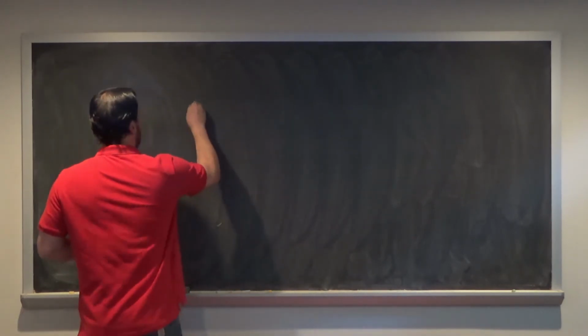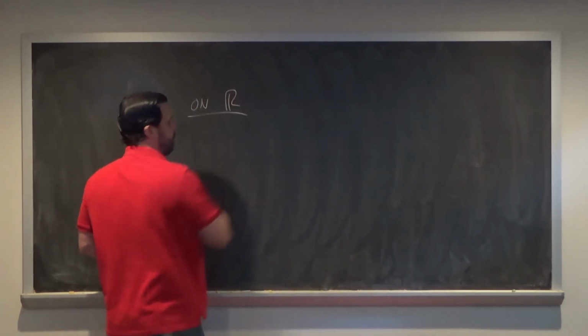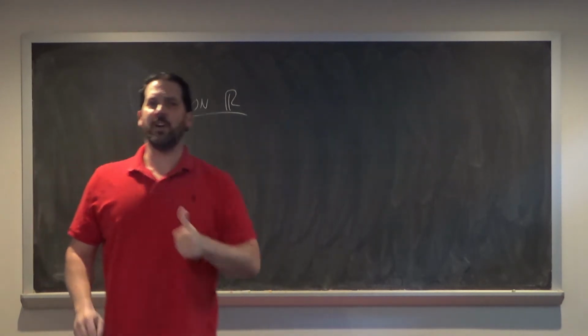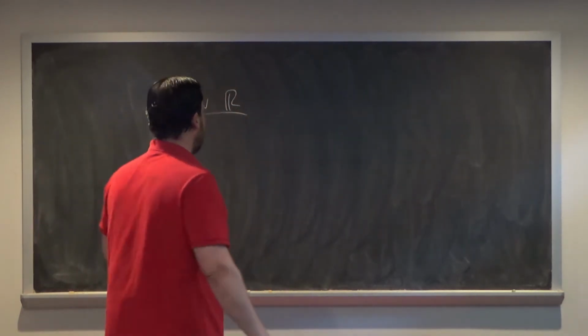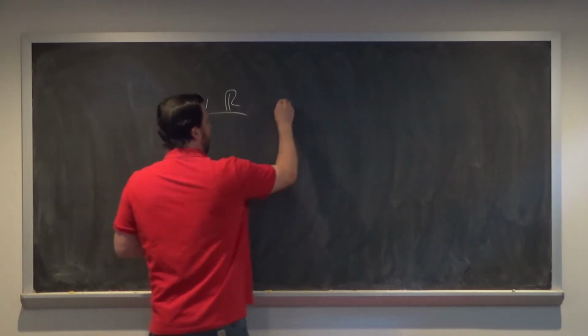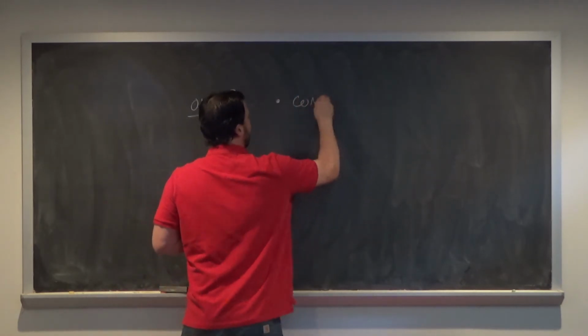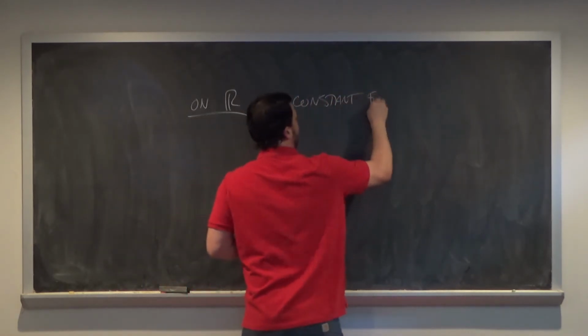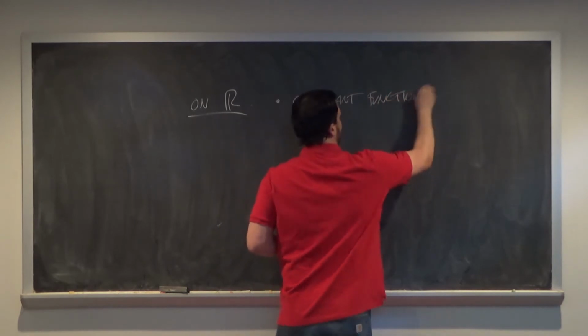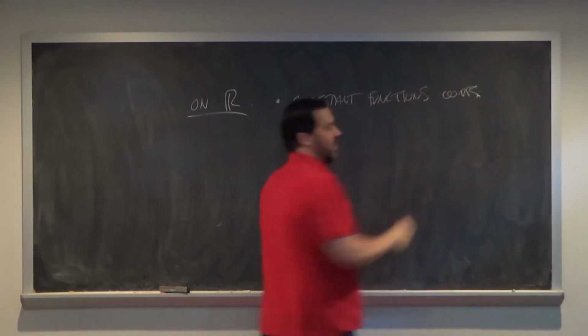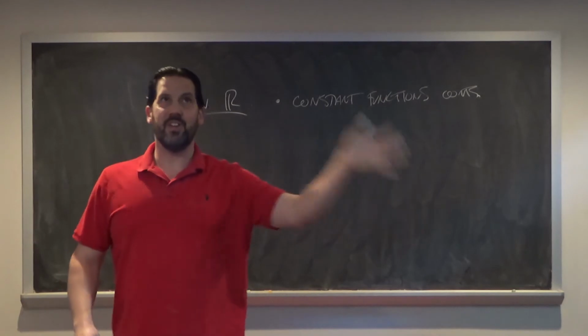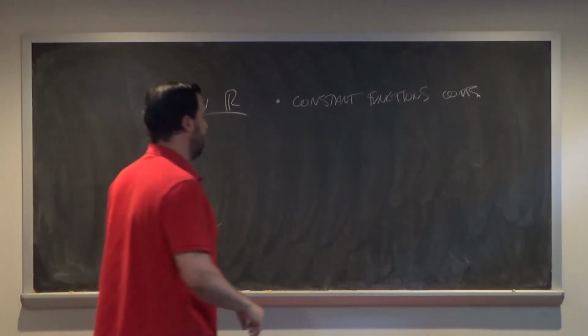For instance, on the real line, every polynomial function is continuous. Why is that? Well, constant functions are continuous. That's a really easy proof. Given the epsilon, take any delta you like. Okay?